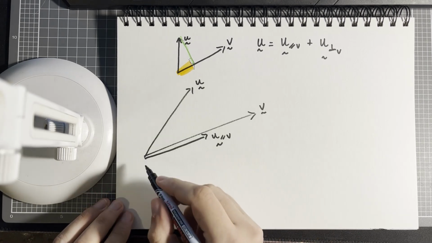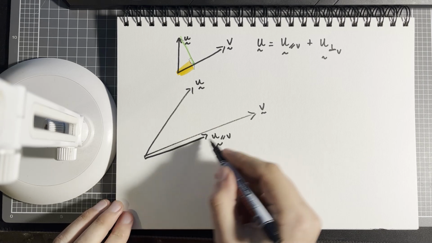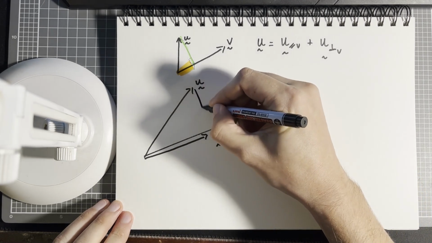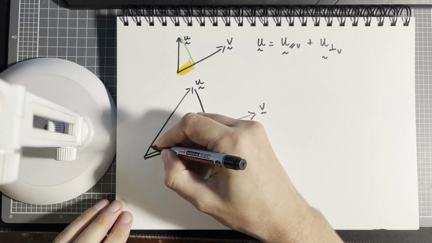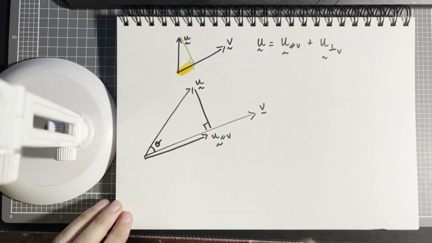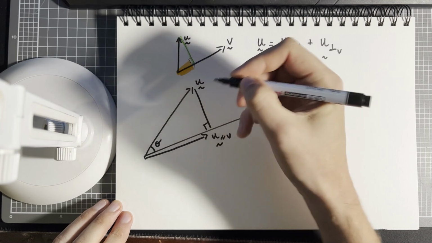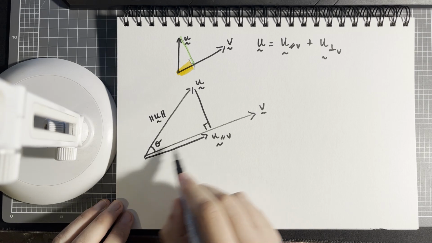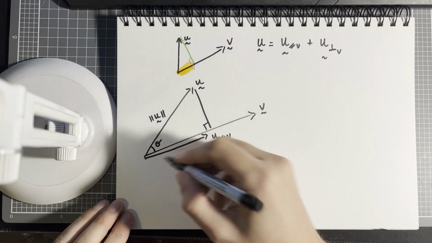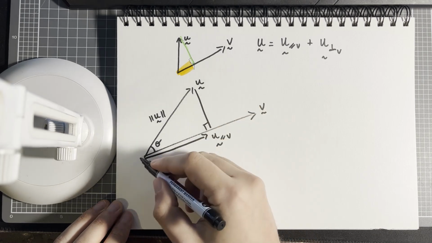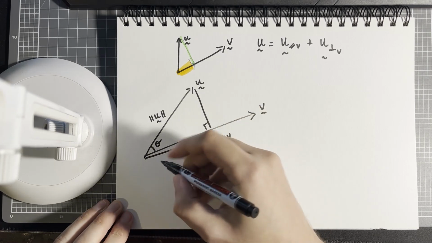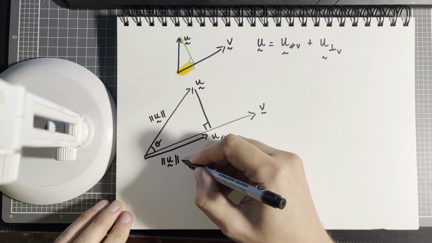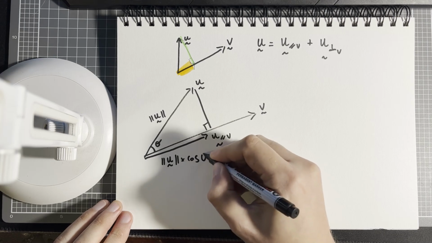Well, first of all, I want to get the length of this projection vector. Now, if we just do simple math, we know that these two vectors U and V have some angle between them. We know that the length here is the length of the vector U. We need to get the length of this vector down here. By trigonometry, we have our hypotenuse times the cosine of that angle theta. So this is the length of U times cos theta.